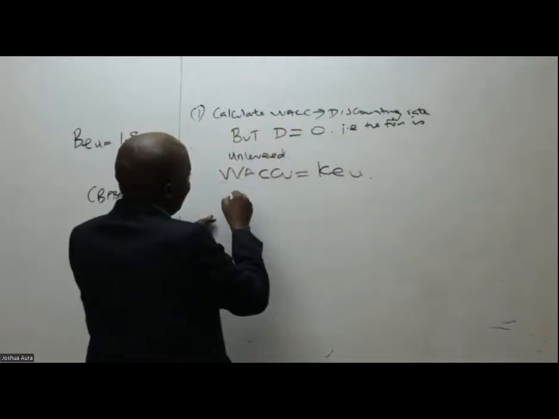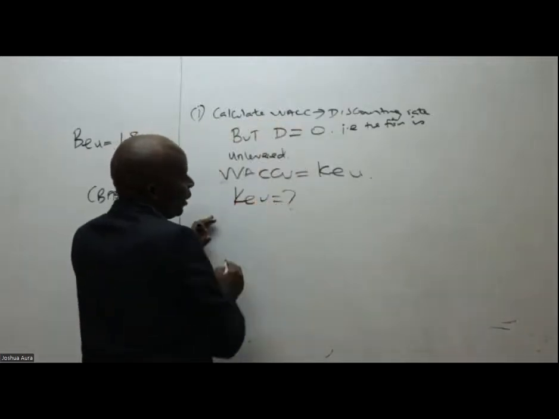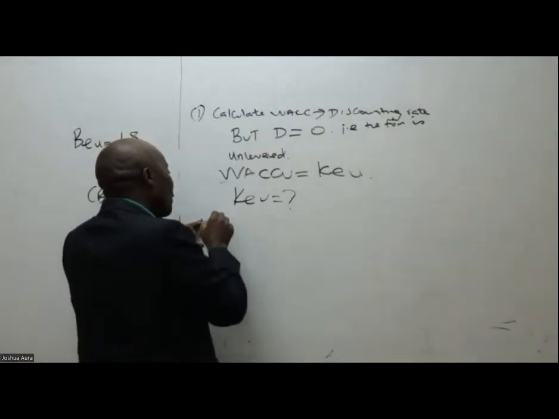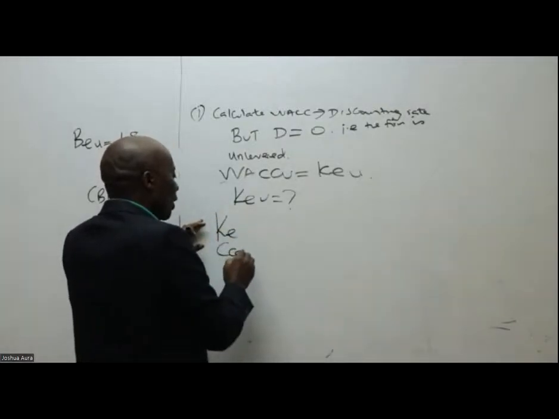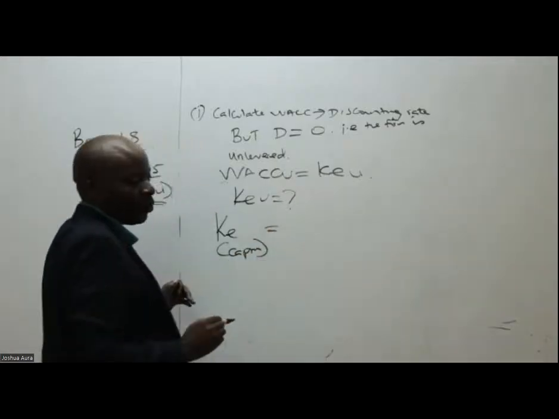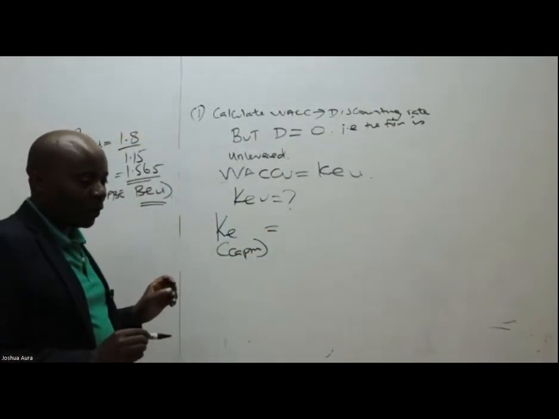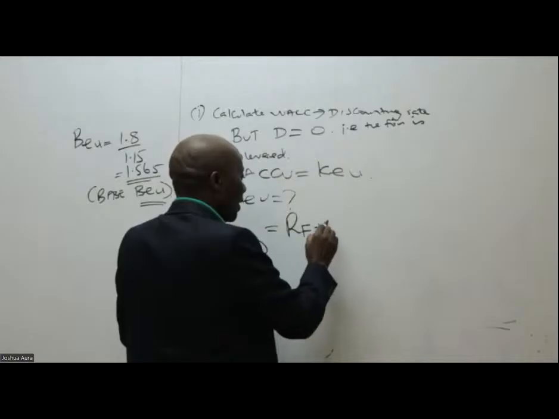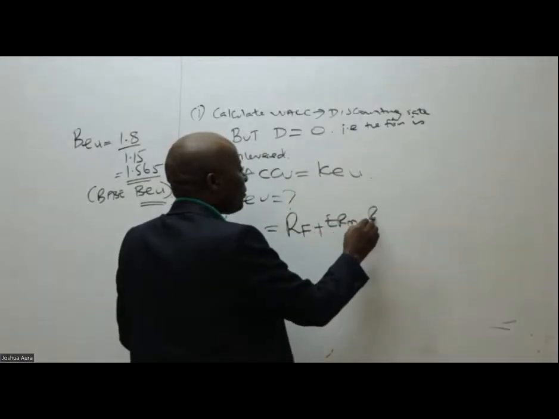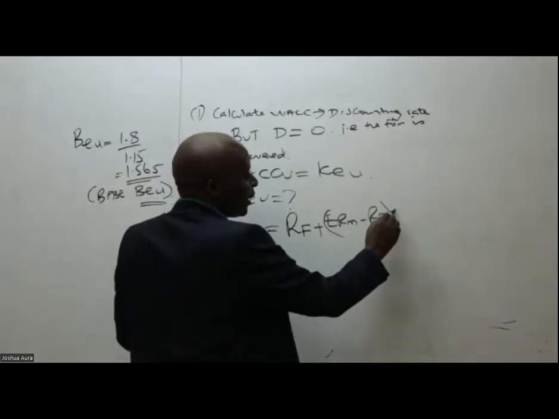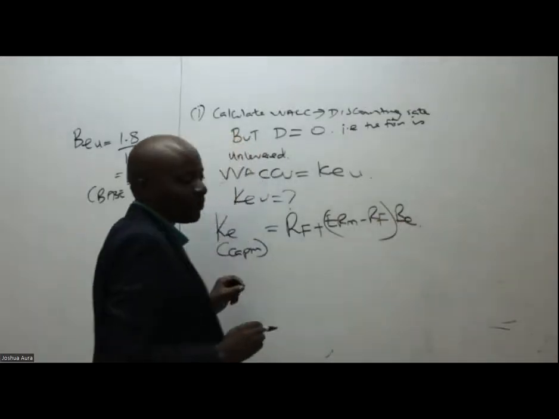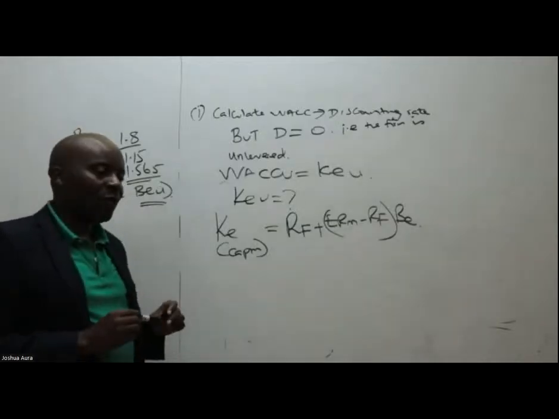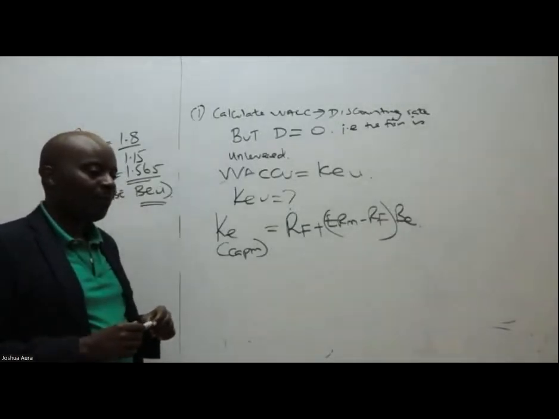So how do we get this Ke U? First of all, we know one of the functions of CAPM is to calculate cost of equity. And this CAPM goes like this. CAPM will be equal to risk-free plus expected return of the market minus risk-free, multiplied by what here, somebody? Beta equity. Multiplied by beta equity.